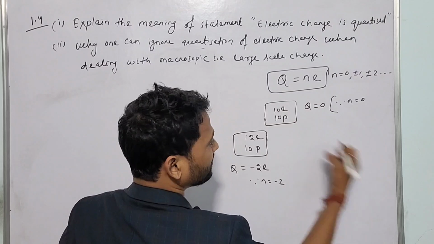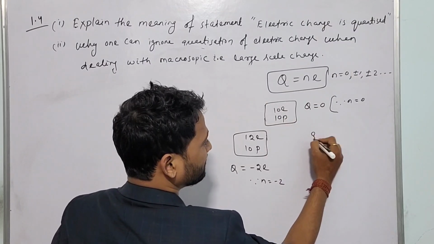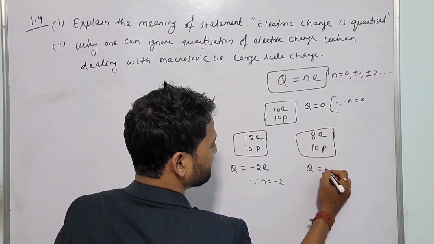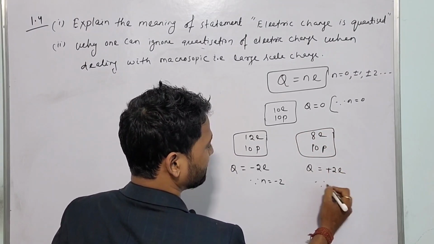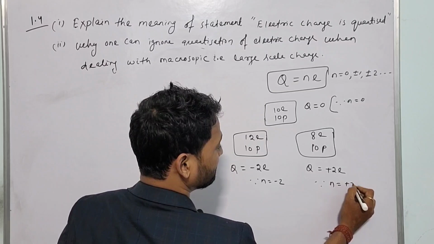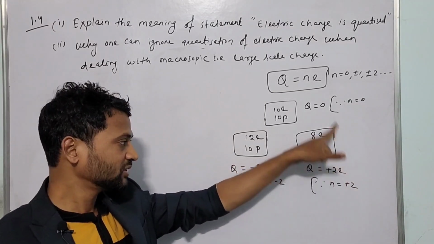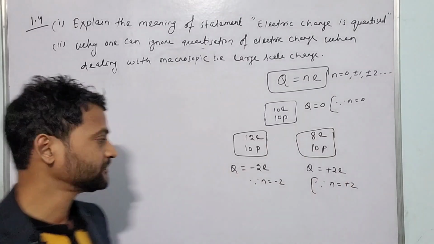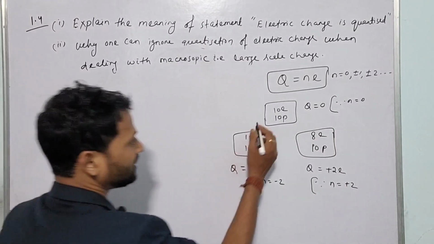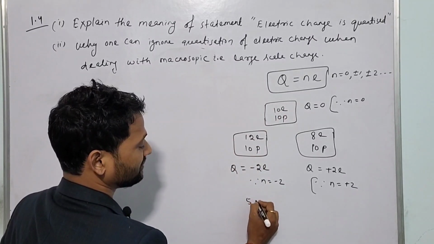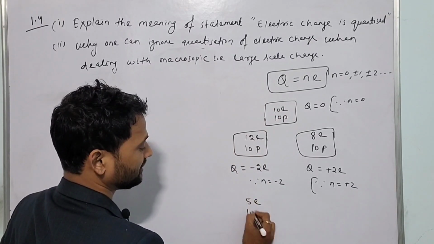Similarly, if I withdraw 2 electron from the system, then number of electron will be 8 and number of proton will be 10. So what is the charge of that system? It will be plus 2e. Because why? Because n is equal to plus 2 here. मतलब number of proton will be more than number of electron by 2. Clear? So similarly, if I withdraw 5 number of electron from the system, so 5 electron will be left and 10 proton.